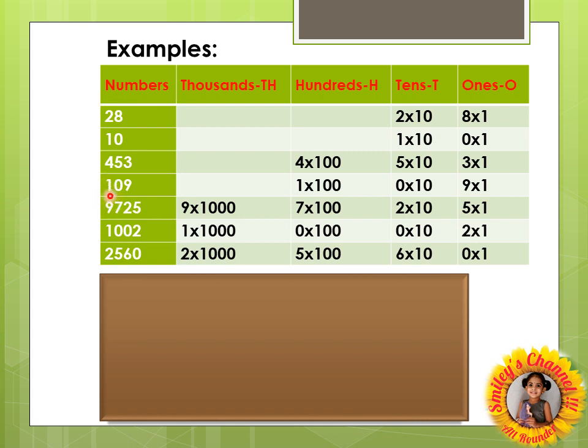So 1 is in which place? Hundreds place. So 1 into 100 and 0 into 10. 9 into 1.